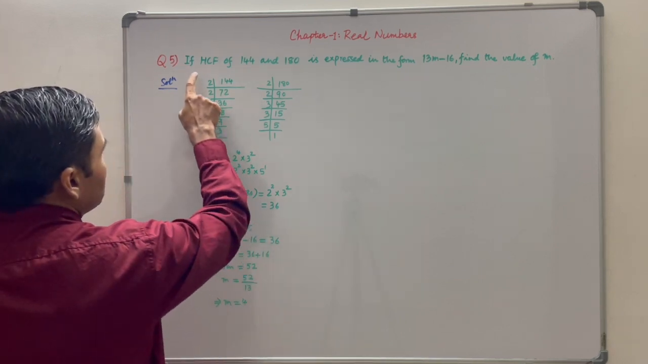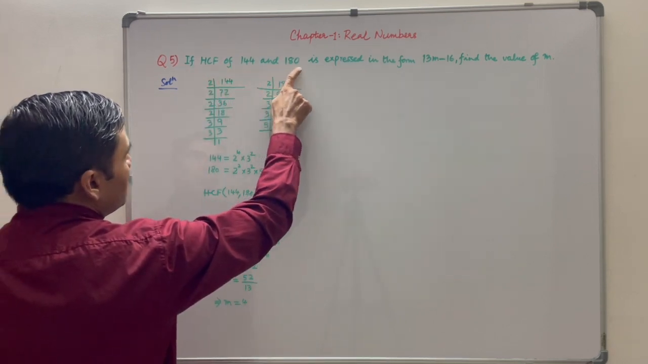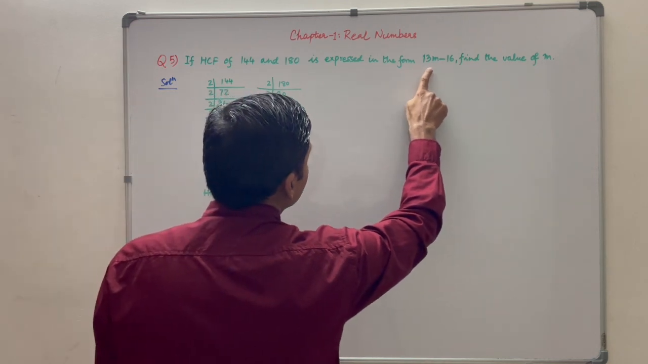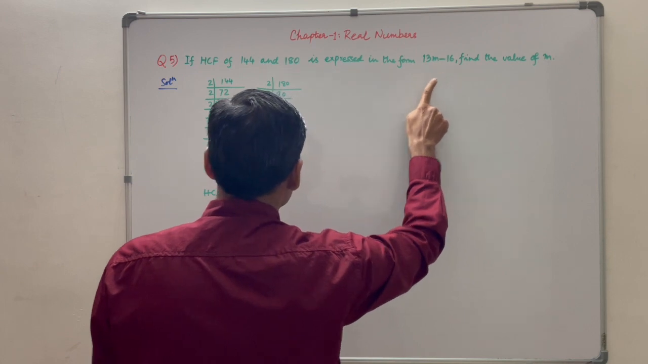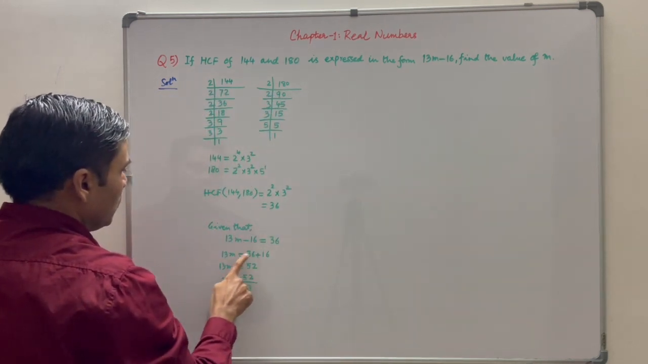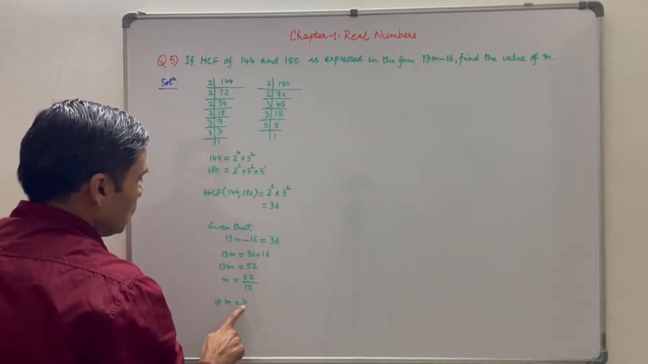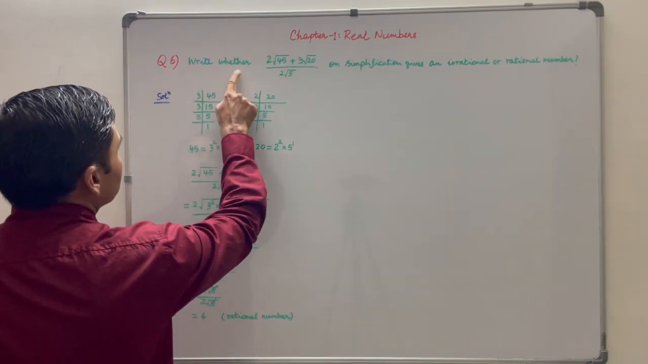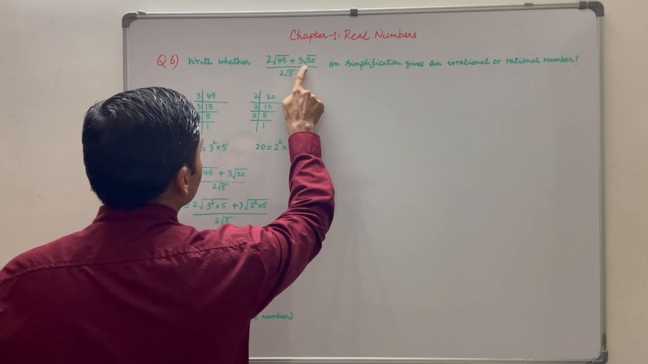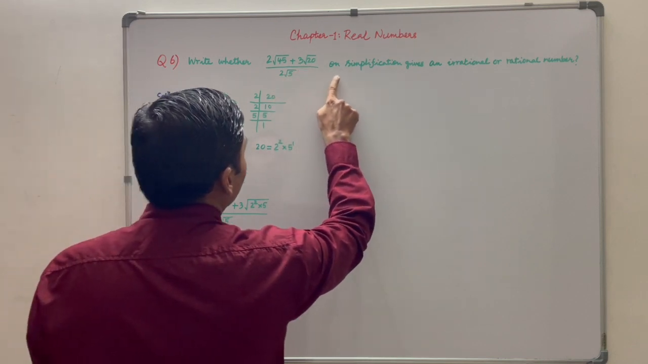Now it is given in the question that HCF of these two numbers is expressed in the form 13m minus 16. So we need to equate 13m minus 16 with 36. So we will get value of m as 4. That is the answer.